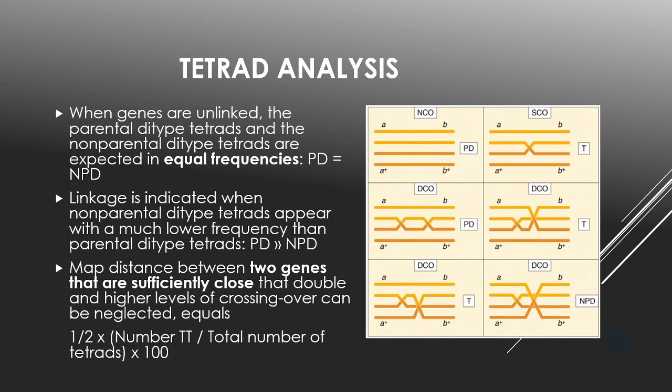When genes are unlinked, the parental ditype tetrads and the non-parental ditype tetrads are expected in equal frequencies, PD and NPD. Linkage is indicated when non-parental ditype tetrads appear at a much lower frequency than parental ditype tetrads, NPD and PD. The map distance between two genes that are sufficiently close that double and higher levels of crossover can be neglected equals one half times the number of TT over the number of tetrads times 100. That's what you get for map distance.